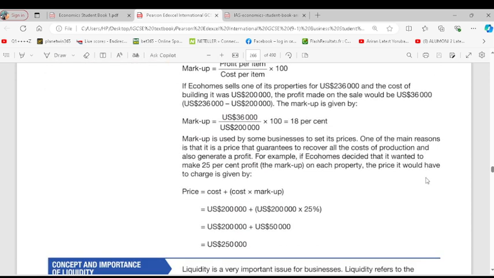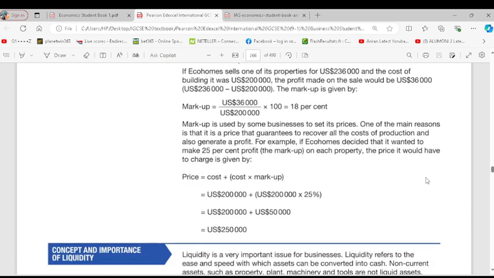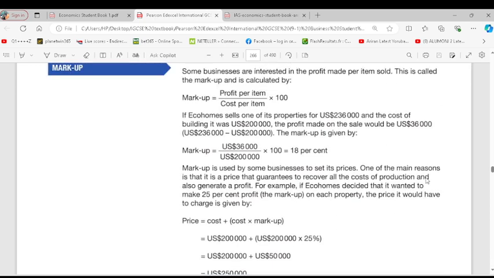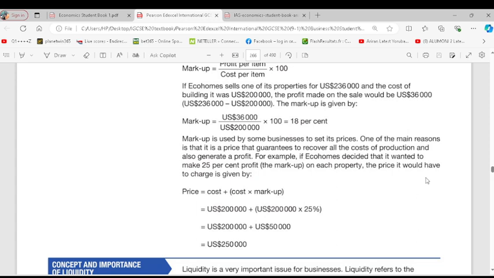Clear? Yeah. Then we have the markup percentage, which I just talked about. The formula for markup is profit per item divided by cost per item multiplied by 100. That is the markup. Clear that one? Yeah. Then how do we use markup to get price? Markup is just the amount we have to add to the price of the product to be able to make profit. The additional money we have to add to the price at which we sell the product is what we call markup. Is it clear now?